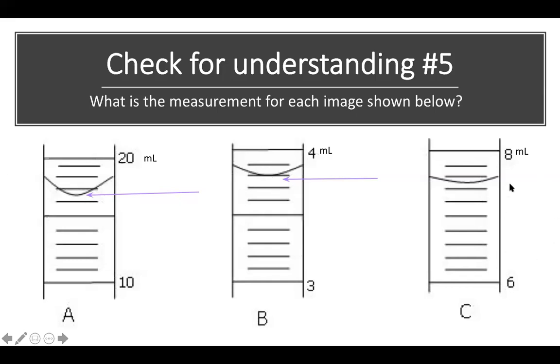Okay, 6 to 8. So 1, 2, 3, 4, 5, 6, 7, 8, 9, 10. Halfway is 7, and then after that every point is 0.2. So 1, 2, 3, 4, 5. That will be 7, and then 7.2, 7.4, 7.6. So 7.5 probably sounds good. So that's what it is. Okay, moving on.